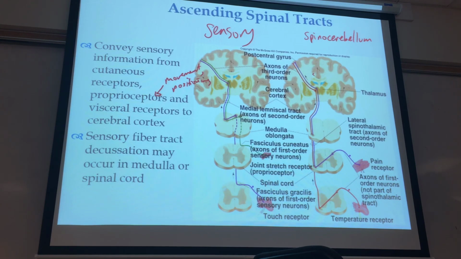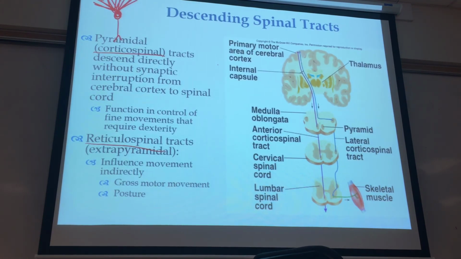So just by looking at the name, you should be able to tell whether it's ascending or descending. If I were to give you the name of a tract, you should really know whether it's sensory or motor pathways. Here you see the corticospinal tract is really involved in fine motor movements, things that are very specific types of movements. Reticulospinal is really gross motor movement. These are big muscle motions, things like posture, things that are involved in the general motion itself. The refinement that takes place is done by the corticospinal tracts.